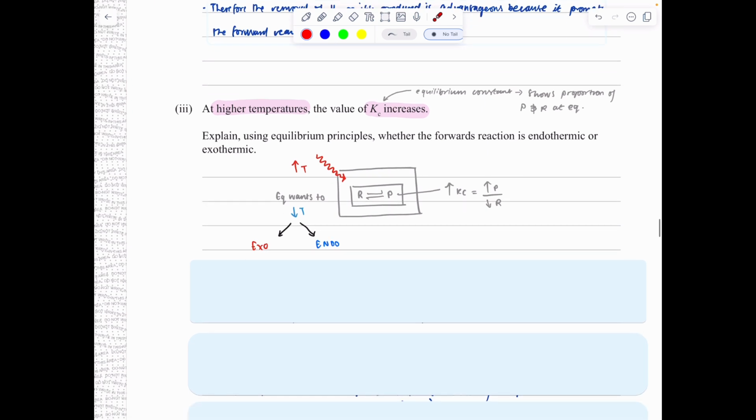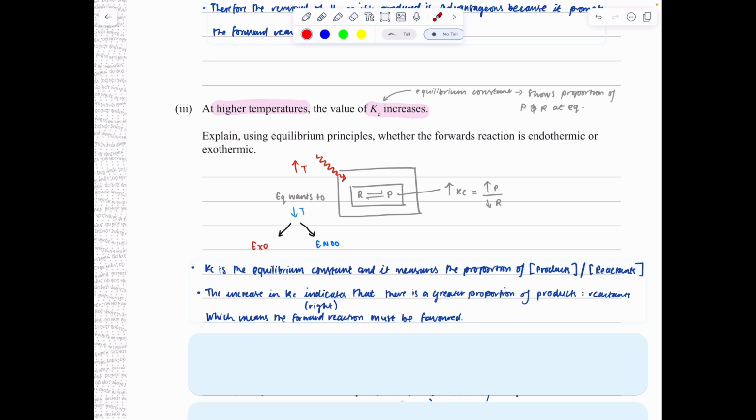Okay, so how do we put that into words? Well, let's start off with explaining what Kc actually is. So Kc is the equilibrium constant, and it measures the proportion of products to reactants. Okay, square brackets means concentration. The increase in Kc indicates that there is a greater proportion of products to reactants, which means the forward reaction must be favoured. Okay.